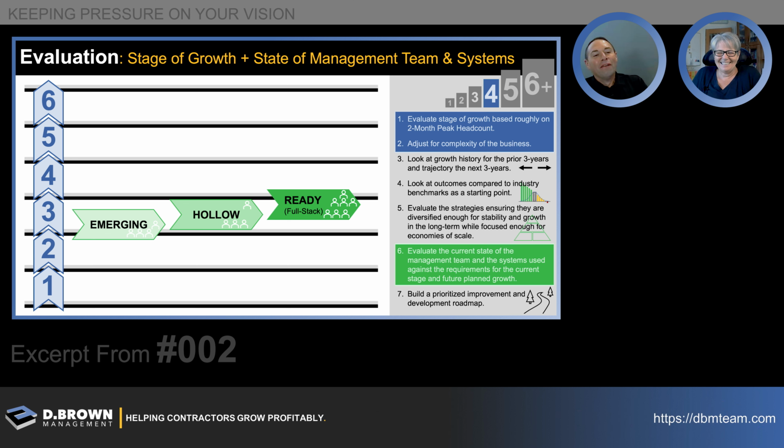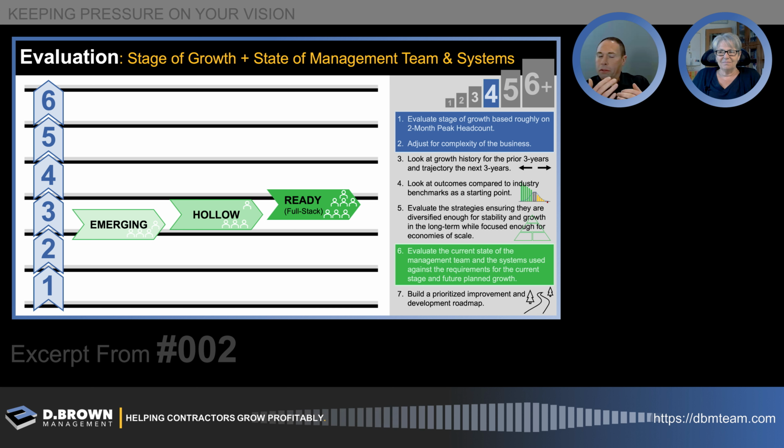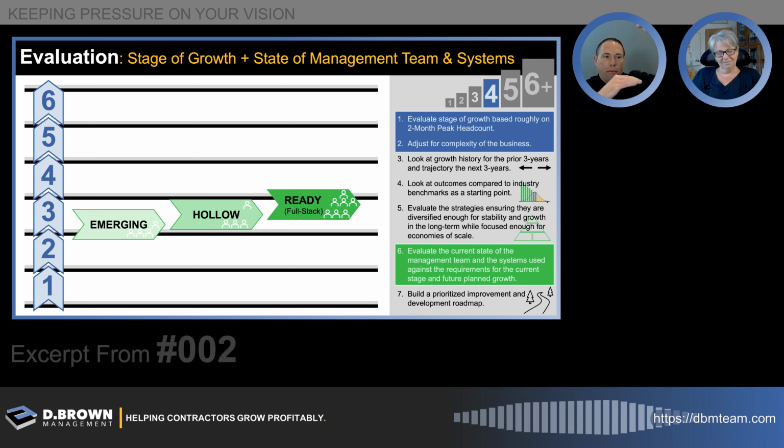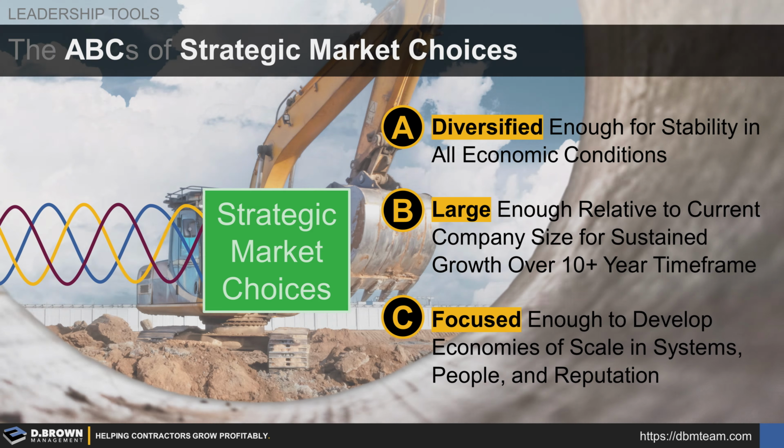And then 5 is evaluate your strategies. This will be a future topic of conversation, but really ensuring that you have a few market strategies that are diversified enough for stability of growth in the long term, meaning that there's cycles in the economy. So federal spending might be up, while other spending is down, and those things go up and down.